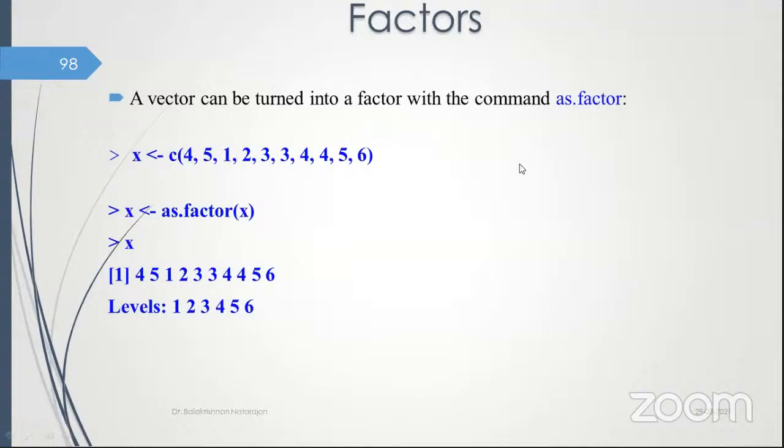And another factor: if you want to make it, you construct a list and convert that into a factor. So as.factor of X gives you the factor of this. So here this X is up to this, and after this function this X will be a factor.